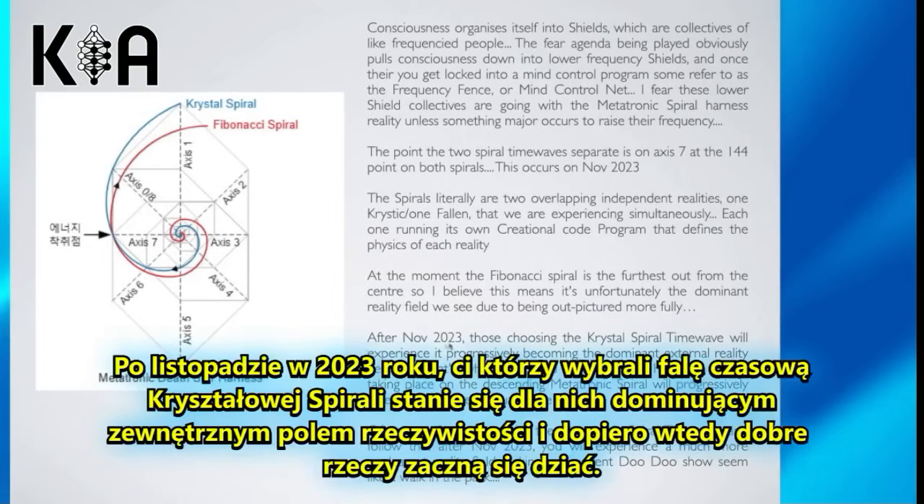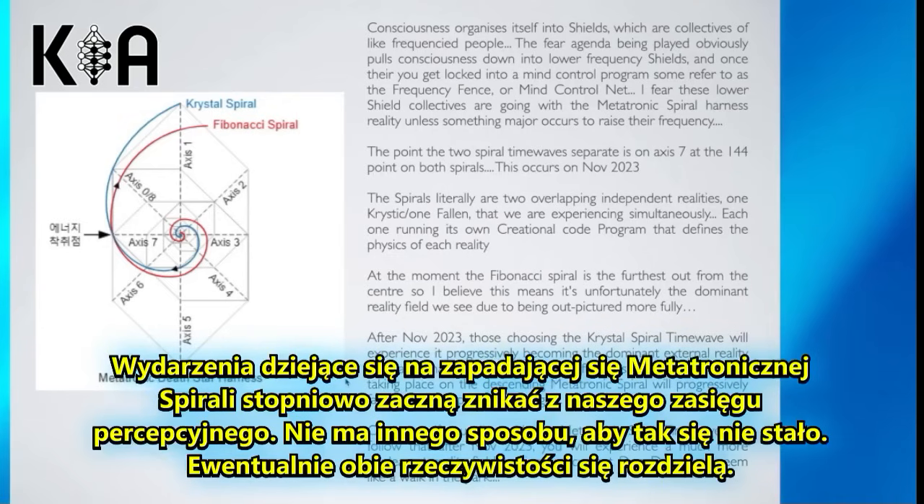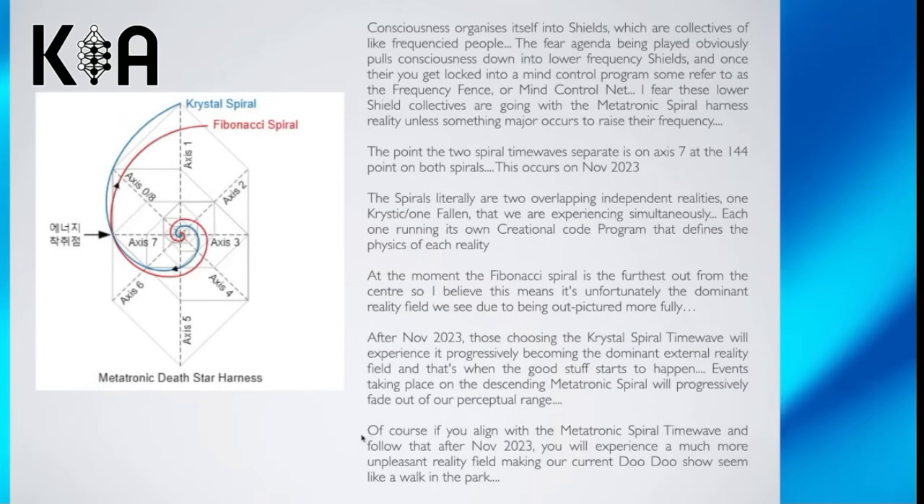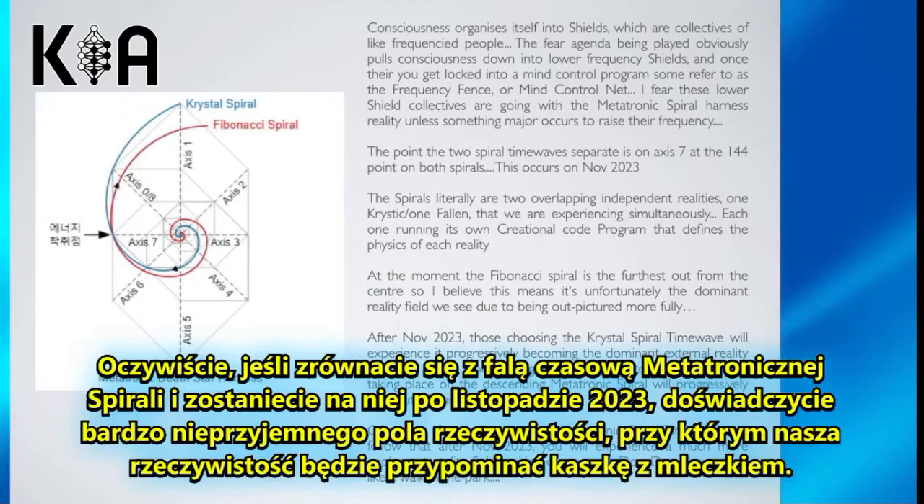So after November 2023, those choosing the crystal spiral time wave will experience it progressively becoming the dominant external reality field. And that's when the good stuff starts to happen. Events taking place on the descending Metatronic spiral will progressively fade out of our perceptual range. That's my belief anyway. There's no other way it can happen. Eventually, the two realities are going to split. Of course, if you align with the Metatronic spiral time wave and follow that after November 2023, you will experience a much more unpleasant reality field, making our current doo-doo show, and I'm saying that politely, seem like a walk in the park.